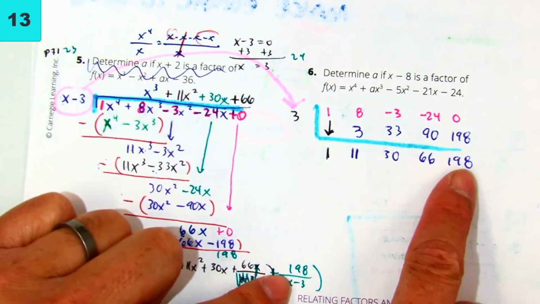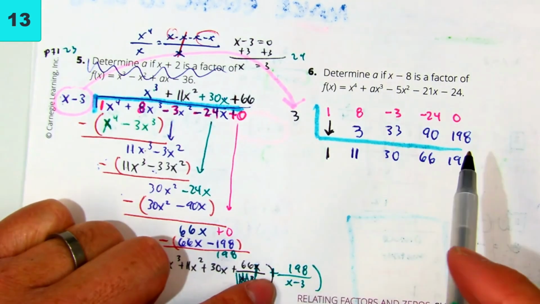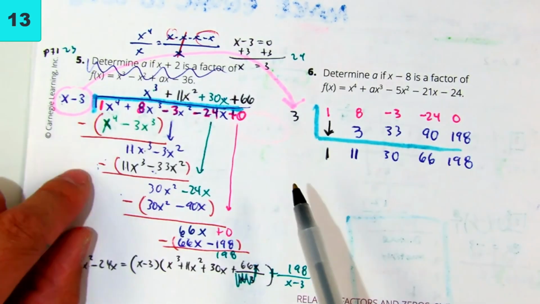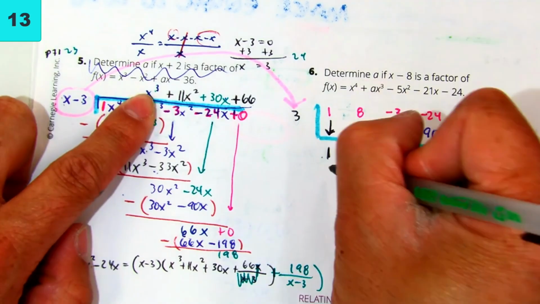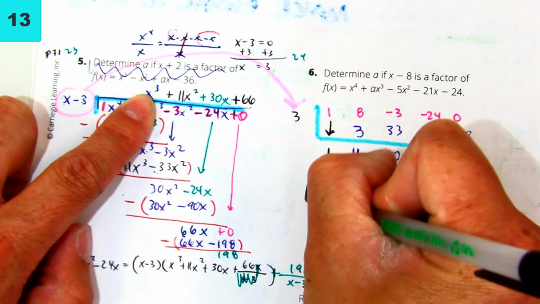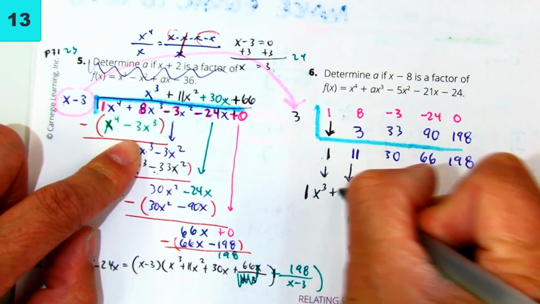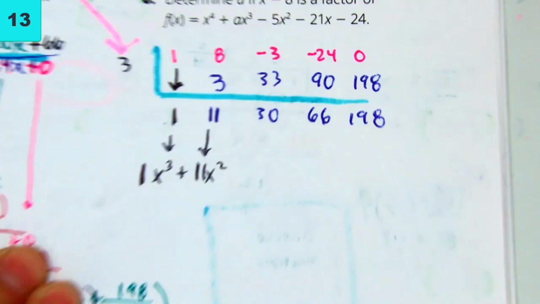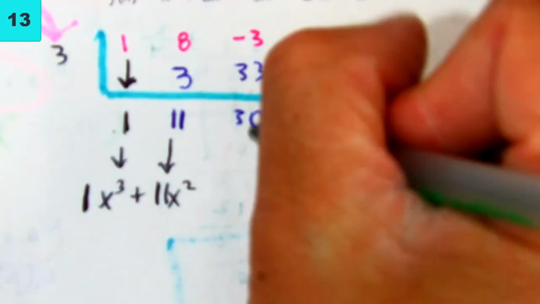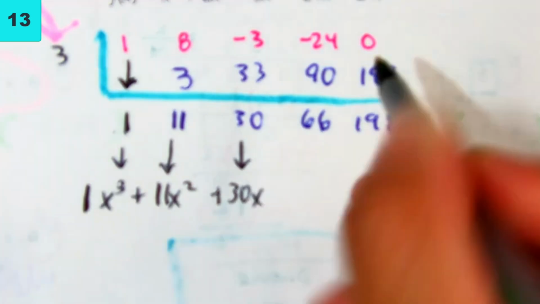Now, how do I actually use these numbers? Everyone say 1 less. Instead of starting with x to the 4th, it's going to be what? 1x to the 3rd, and you're just going down. 11x squared. Class, what is this one going to be? 30x. So we're just going down: x third, second, first.